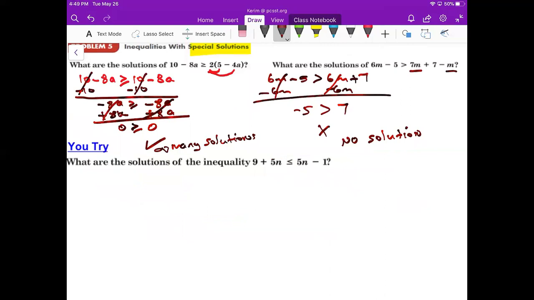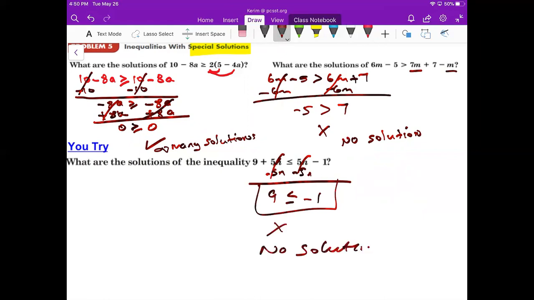When I subtract 5n from both sides, as you see, the variable term is gone. 9 is less than or equal to negative 1, and we know that a positive number is never going to be less than a negative number. So it's a false statement. So we're going to say false statement, or no solution. Okay.